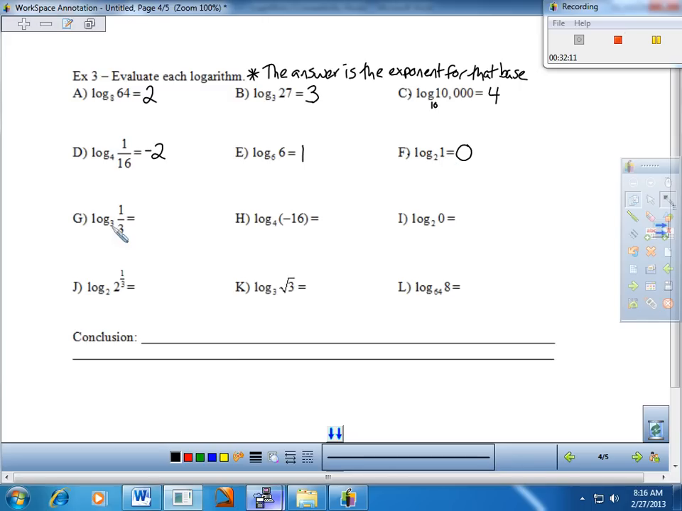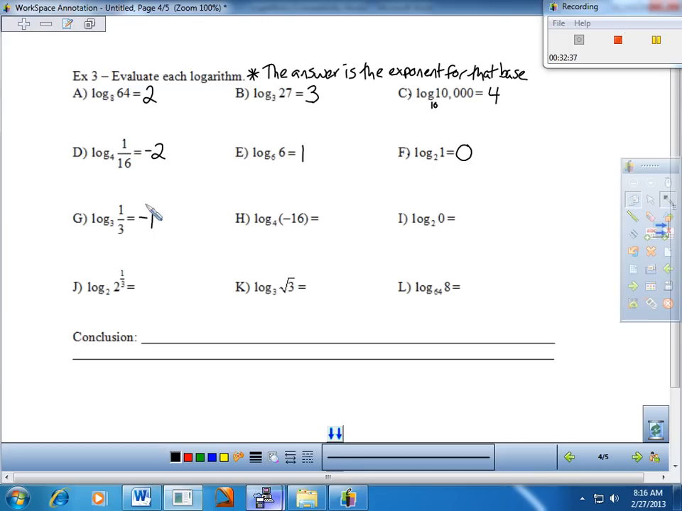How about this one? Log base 3 of 1/3. Well, if this was log base 3 of 3, I would say 1. But how do I get a 1 over 3? Well, again, just like we saw up here, we use a negative exponent to produce a 1 over. And so as a result, 3 to the negative 1st is 1 over 3. And so our answer is negative 1.